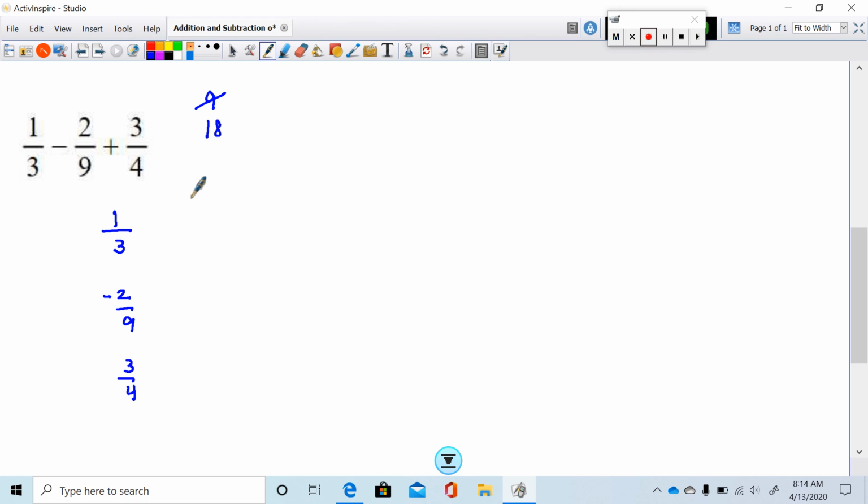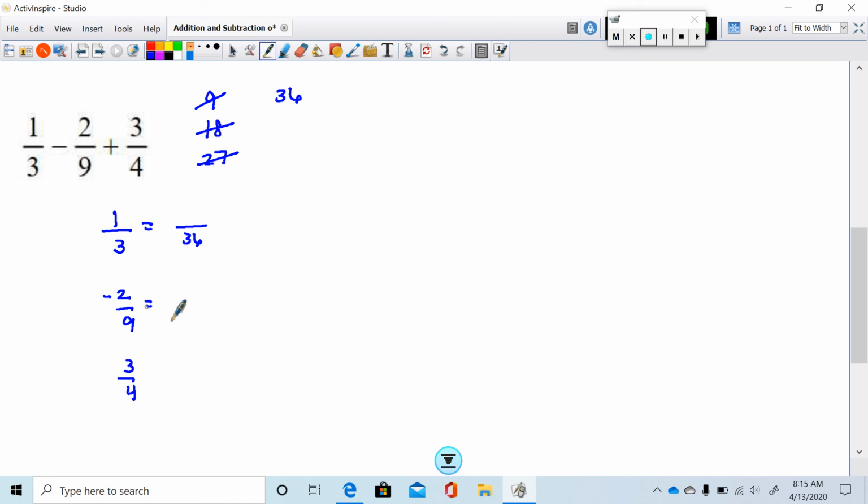Let's test that. 18 divided by 3 is 6. 18 divided by 9 is 2. 18 divided by 4 does not work. So do 9 plus 18. You just keep adding 9 each time: 27. 27 divided by 3 is 9. 27 divided by 9 is 3. 27 divided by 4 you cannot do. So add 9 again. That would be 36. 36 divided by 3 is 12. 36 divided by 9 is 4. 36 divided by 4 is 9. 36 is the one that works.